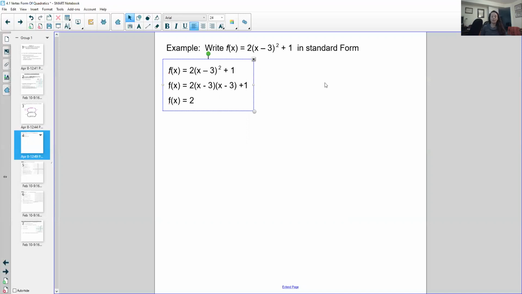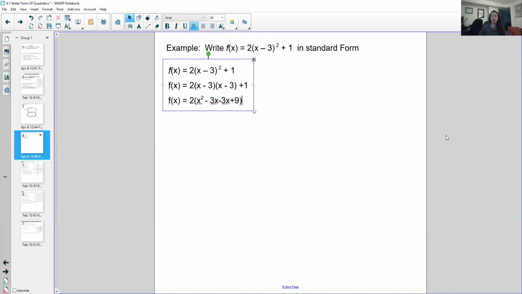I'm going to keep my 2 because I haven't used it at all yet. I'm just keeping it so I don't have to move it. Then we're going to be left with x squared. So x times x is x squared. X times negative 3 is negative 3x. Then negative 3 times x is also negative 3x, and negative 3 times negative 3 is plus 9.